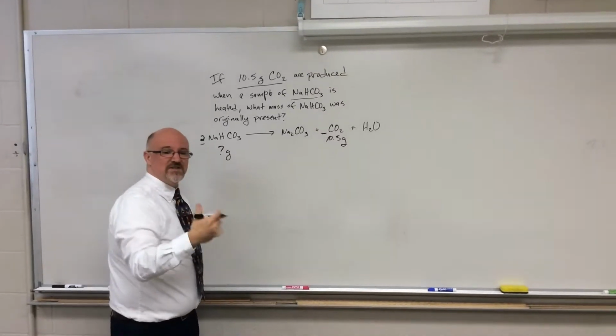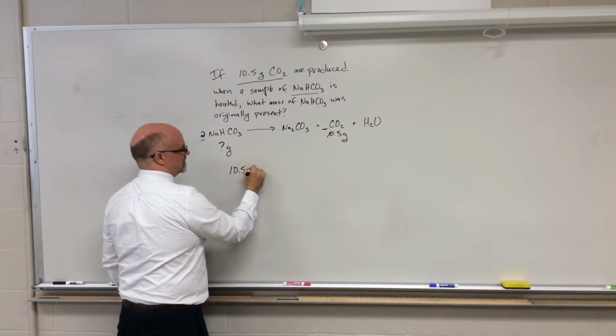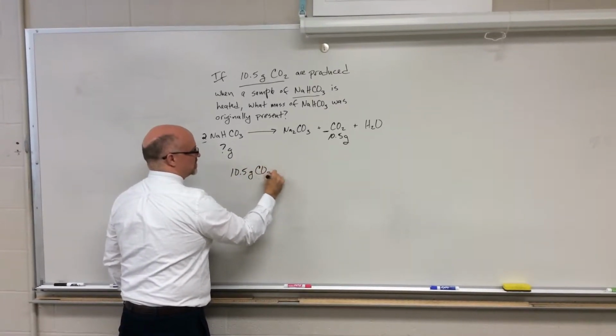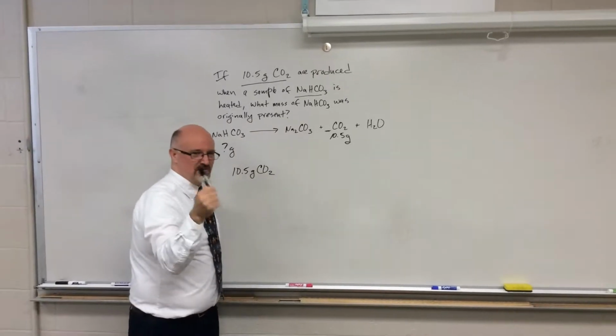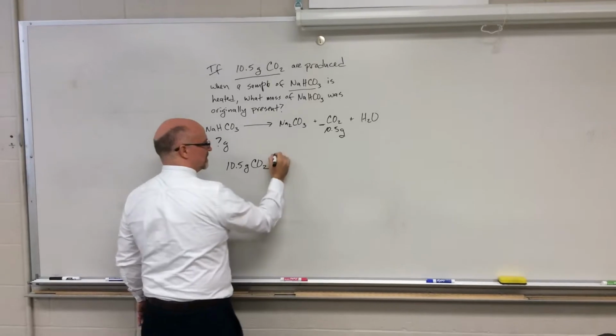So I can do this in 3 steps. Start with what's given: 10.5 grams of CO2. Always write the labels. Labels never lie. If you write the labels, you'll put everything in the right place. You'll always do the right math.